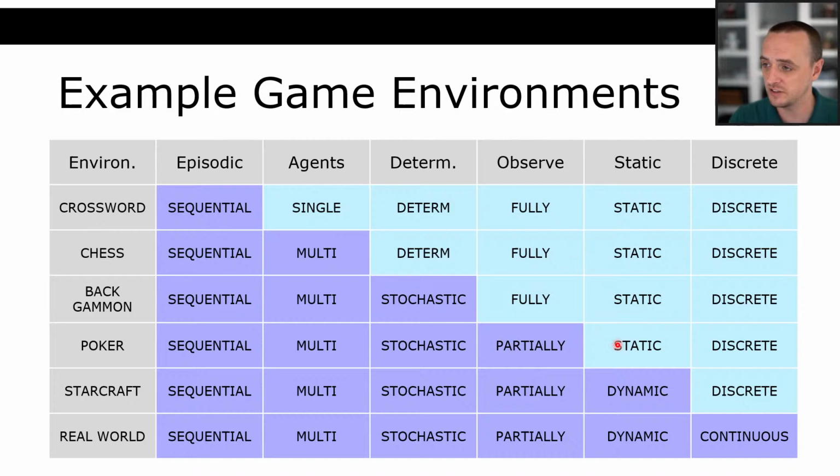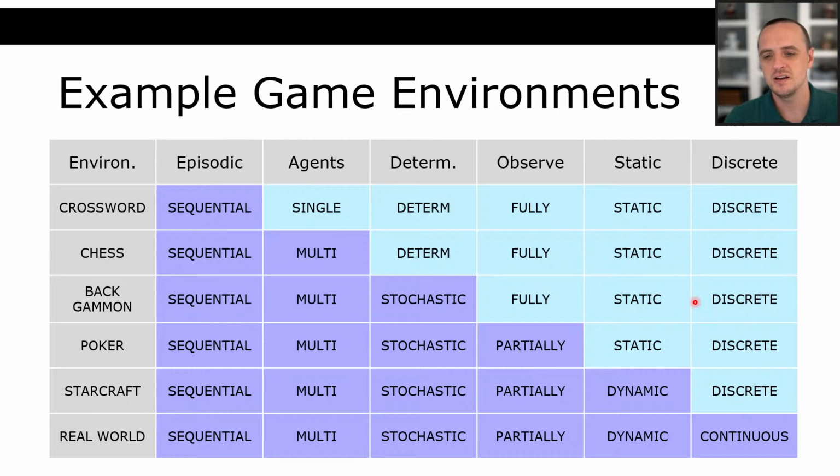So let's turn the static into dynamic, and now we have a video game like StarCraft. So StarCraft is sequential, multi-agent, stochastic, partially observable, and dynamic, right? Remember what we talked about, dynamic? The game is moving without you. But it's still discrete. Whether or not 60 frames per second is discrete is up to you to decide. But then we move into the real world where it's obviously continuous, right?